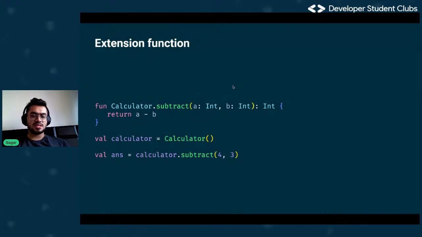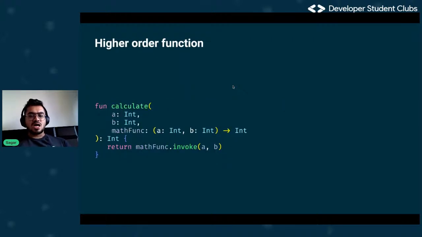So this is how you declare an extension function on top of calculator. So fun, and the calculator class name dot your function name, and you can declare your function. And you'll be calling this as if subtract is already part of the calculator class. So you'll be creating the object and you'll be calling the subtract function as if it is already there.